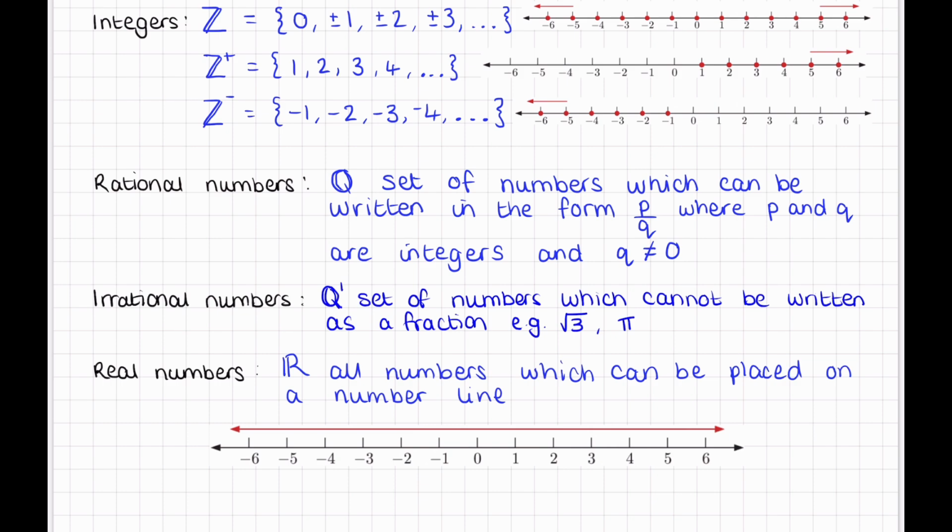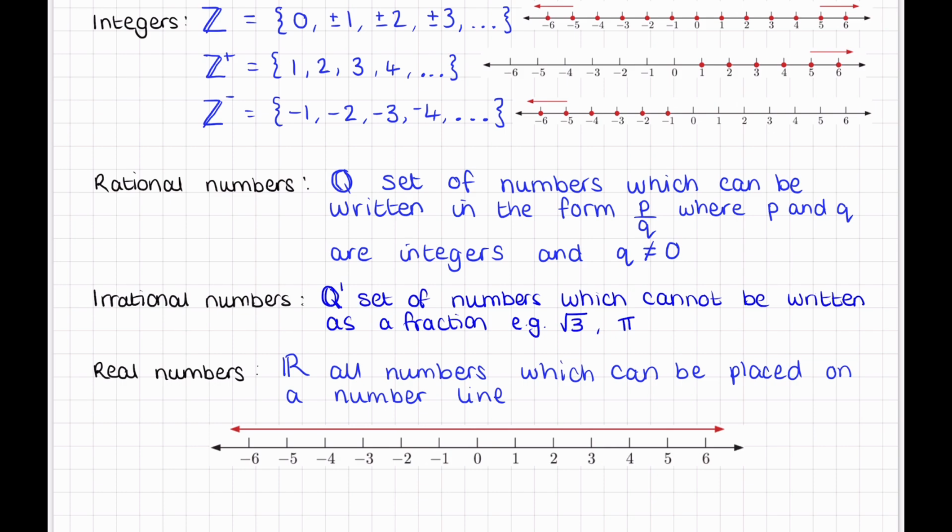Irrational numbers are obviously the complement of Q, as we can see there, the Q with the dash, and it is a set of numbers which cannot be written as a fraction. So the square root of 3 is an infinite decimal number when we convert it to a decimal. Same as pi, it's an infinite decimal number. We cannot write those numbers as fractions, therefore they are classed as irrational.